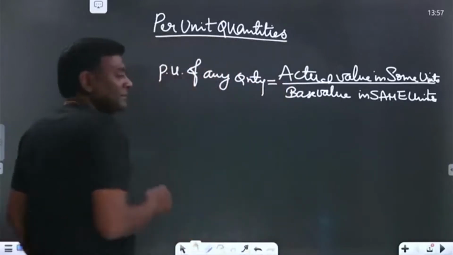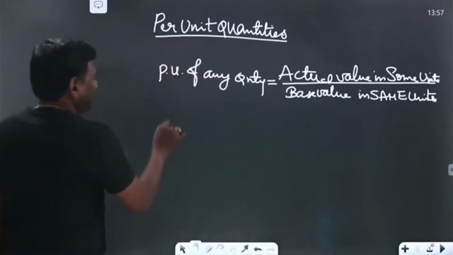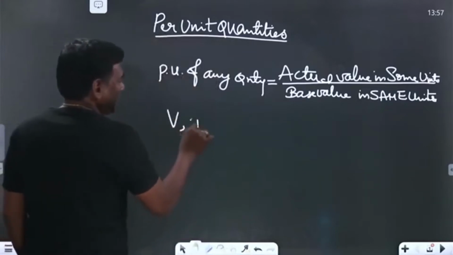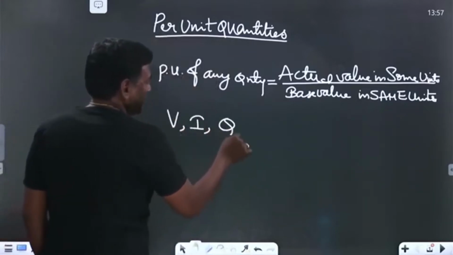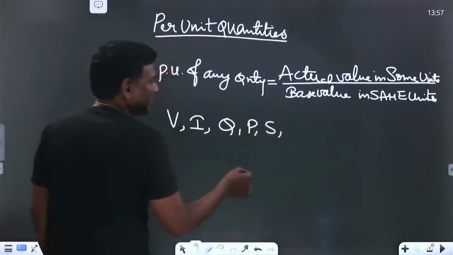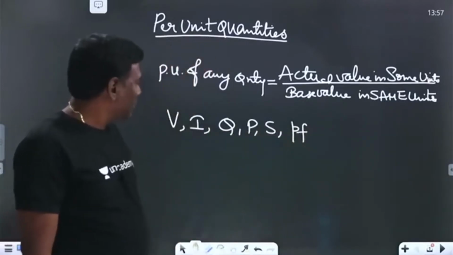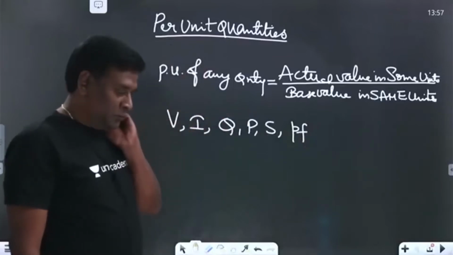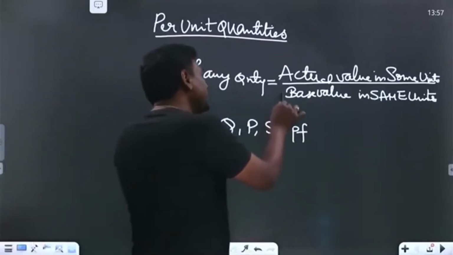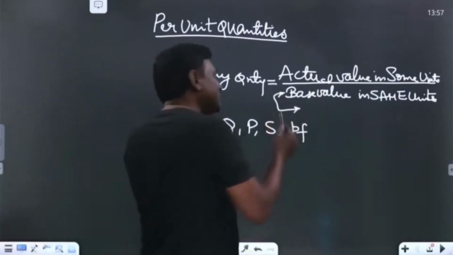Now, what are the things we are going to have? In our load flow studies, voltage will be there, current will be there, reactive power will be there, actual power will be there, complex power will be there, power factor will be there. These are the things we are supposed to calculate. Now, in these, we have to think about base values, because base values should be taken by us.